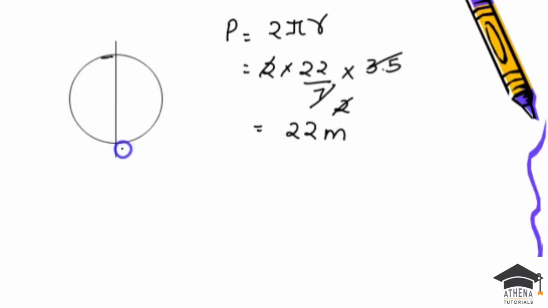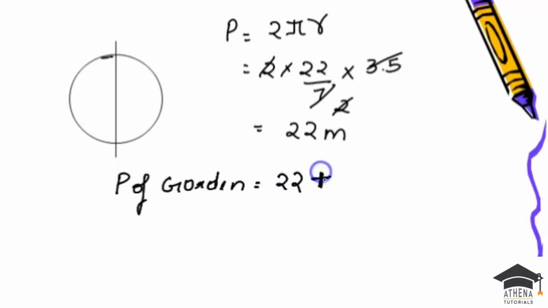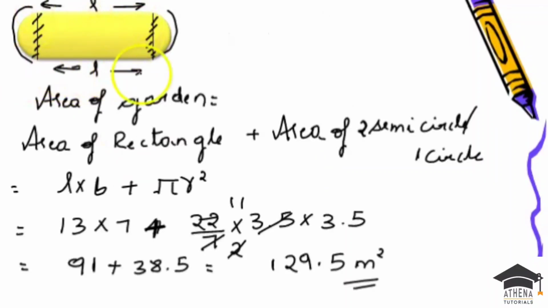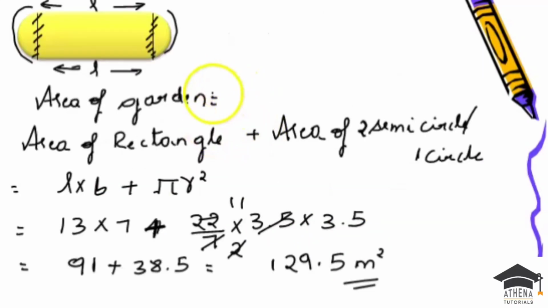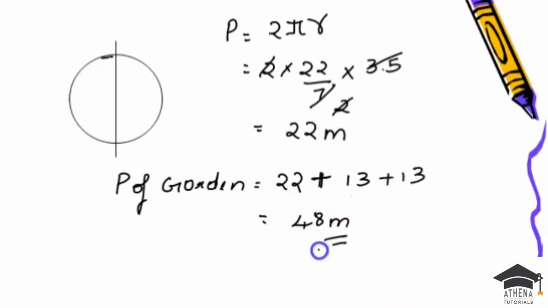Okay, let's do it. Perimeter of garden. So perimeter of two semicircles is 22 meters plus length of a rectangle, this part and this part. We need to add, that is 13 plus 13, which will be equal to 48 meters. So the perimeter of the garden is 48 meters. So answer to this question is area of the garden is 129.5 meters square and perimeter of the garden is 48 meters. I hope you have understood this problem.